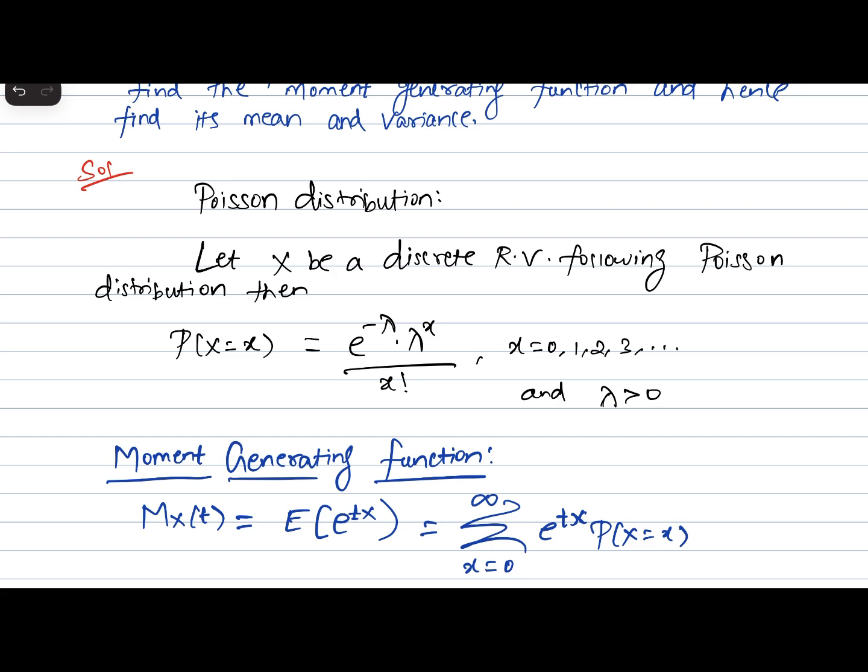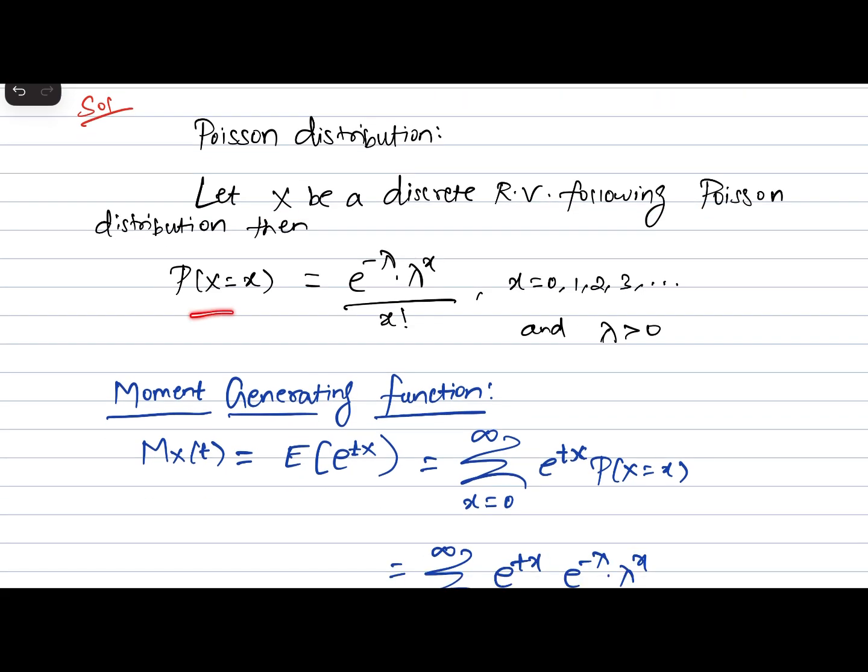Actually, it is a discrete distribution where we can take a random variable x to be discrete, and it's going to follow the Poisson distribution. Then its probability mass function is given as e to the power minus lambda, lambda power x by x factorial, where x runs from 0, 1, 2, 3, etc. up to infinity, and lambda is a parameter which is greater than 0 here.